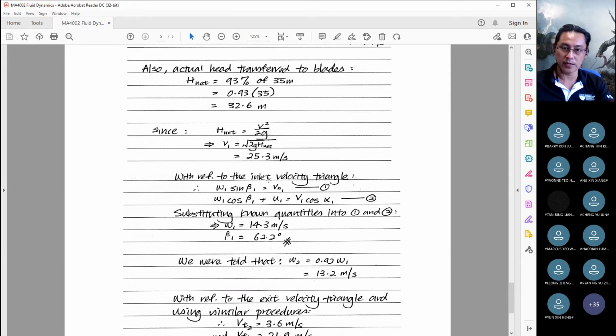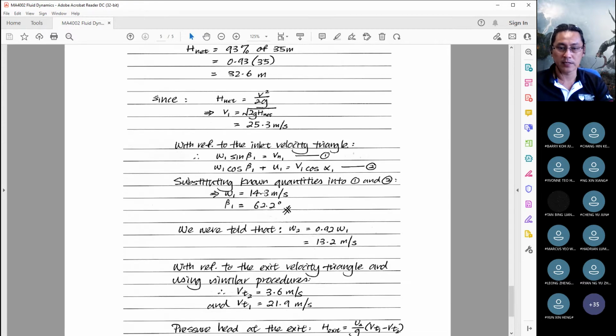Now if you refer to the inlet velocity triangles, we can express W1 sine beta 1 equals Vn1. And we know that W1 cosine beta 1 plus U1 equals V1 cosine alpha 1. I'm quite sure you guys can see some similar terms. In fact, I can solve them simultaneously by making use of the information here, plugging them in, and you will be basically trying to find W1. Because once you know W1, you can find beta 1. And beta 1 can be found to be about 62.2 degrees. The reason I don't want to go through details is because I want you guys to work out the details.